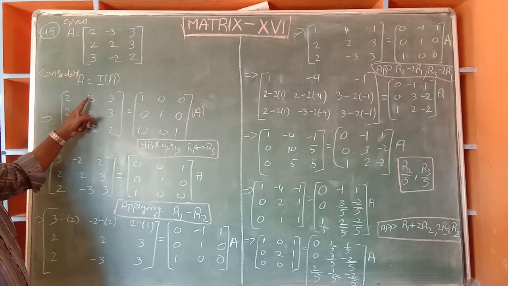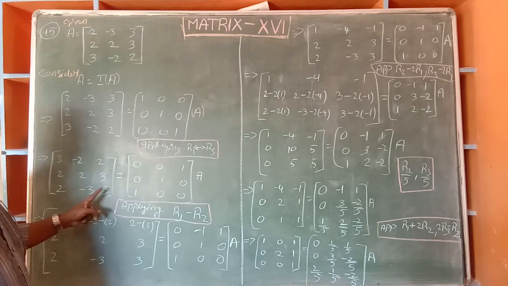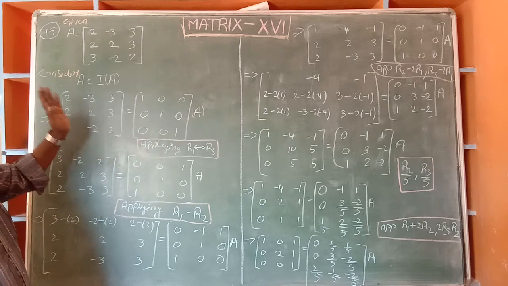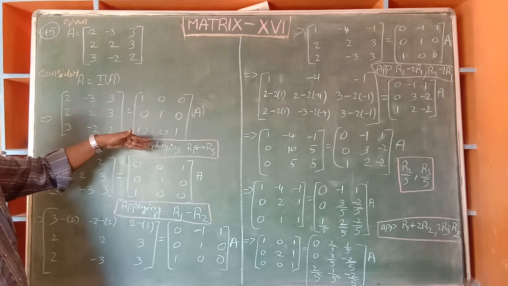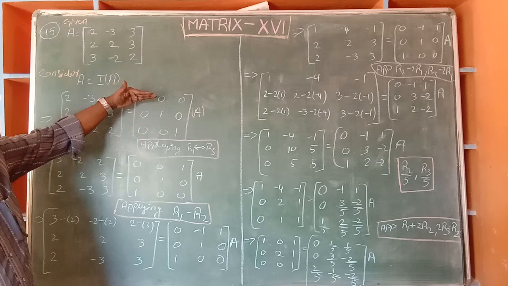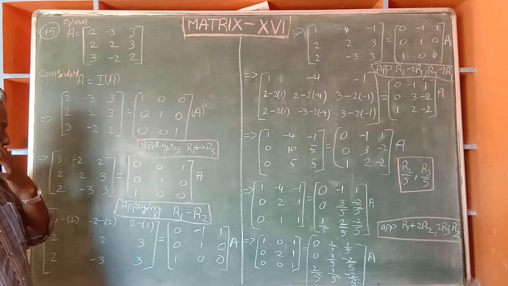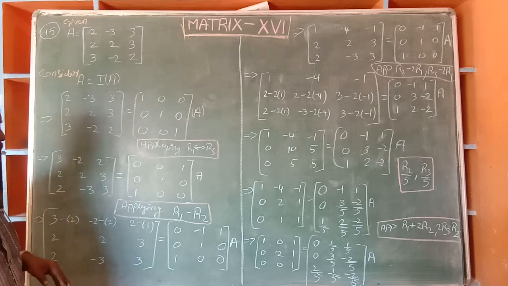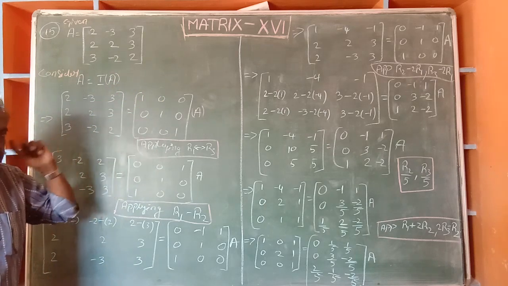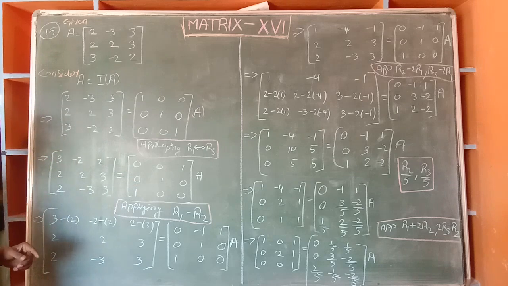This is 2 minus 3, 3. Okay, now R1 and R3 will be interchanged. The same operation here also we have to interchange. This 0, 0, 1 comes to the R1 place, and 1, 0, 0, 0 here. Okay, now R1 and R3 interchange. That is applying the elementary operations.